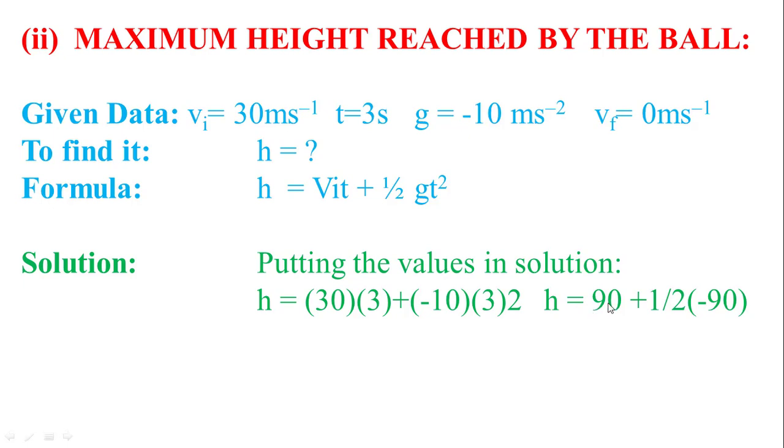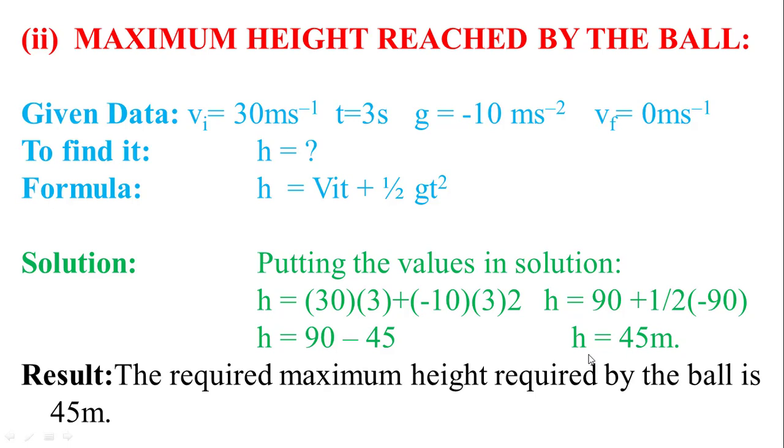So H is equal to 90 plus 1 upon 2 into minus 90. Minus 90 divided by 2 is minus 45, then H is equal to 90 minus 45 is equal to 45 meter. So the final result: the maximum height the ball reached is 45 meter.